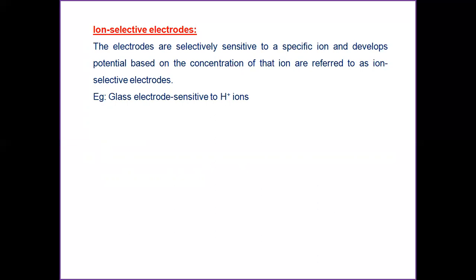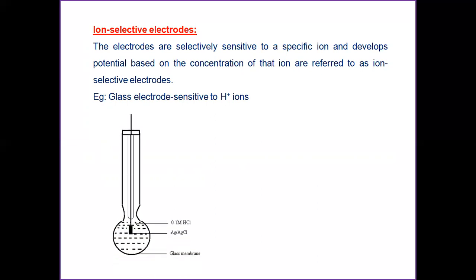Now we will see how this glass electrode looks, what its construction is, and how it works. The glass electrode looks like this. It is a long glass tube with a glass bulb at the bottom. This glass bulb is filled with 0.1 molar HCl. An internal reference electrode is used, which is a silver chloride electrode.